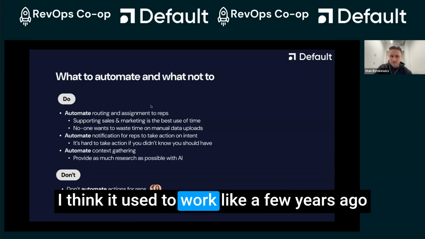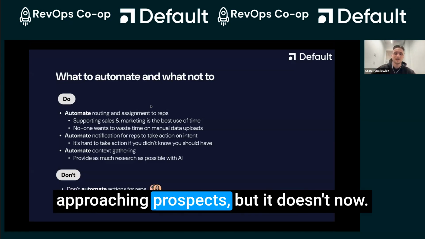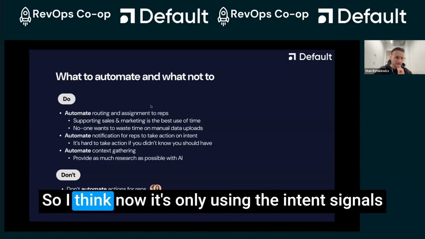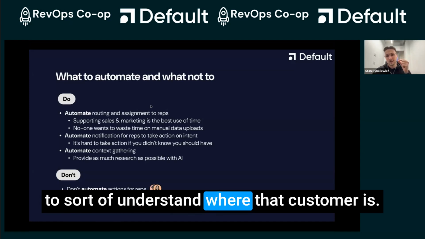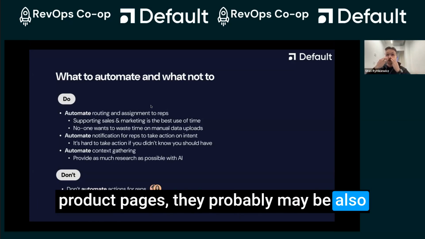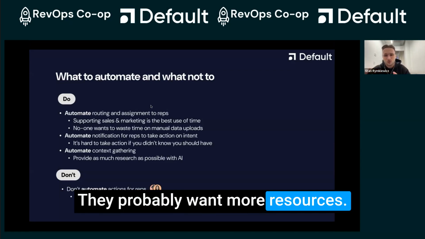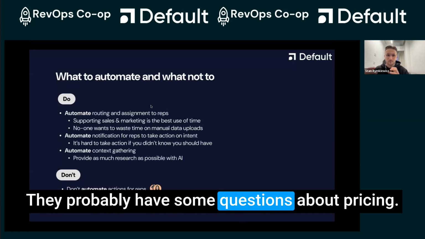I think it used to work a few years ago, when this was an extremely new way of approaching prospects, but it doesn't now. So I think now it's only using the intent signals to understand where that customer is in the journey. If someone is browsing product pages, they may also be interested in viewing an interactive demo. They probably want more resources. They probably have some questions about pricing.